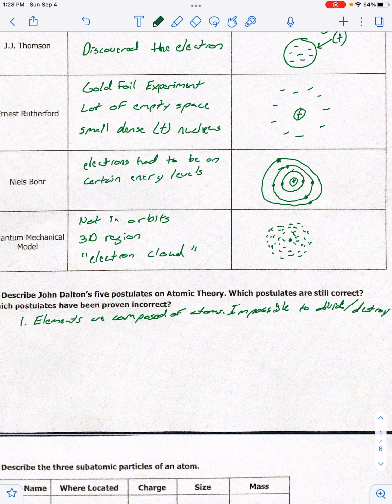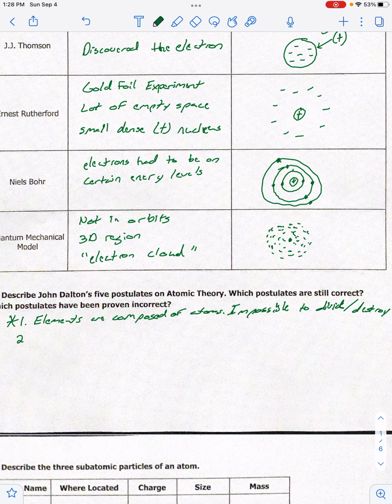Okay, so now we know that this one, I'm going to put a star by it, because we know that one's been disproven because atoms can actually go deeper. Okay, so he thought it was just a sphere, but then Thomson, Rutherford, they all came along, discovered electrons, protons, so there was more going on than just the atom. So number 1 was already disproven.